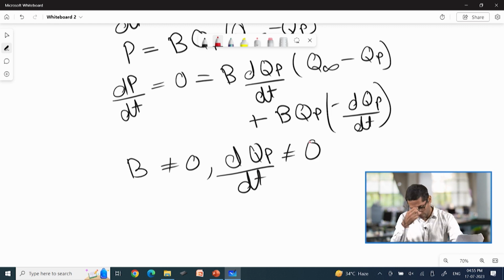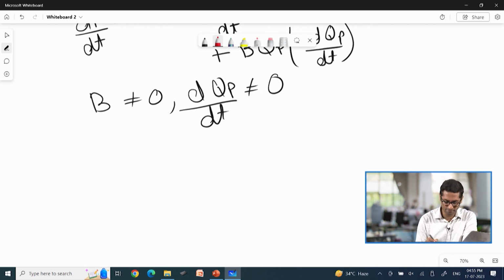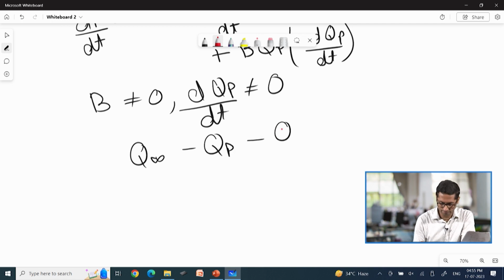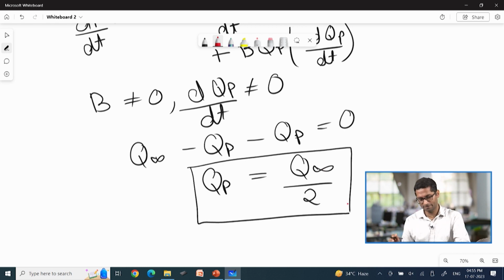So you can divide the above equation by these two terms, and what we get is a very simple relationship, which is Q infinity minus QP minus QP is equal to 0, and QP is equal to Q infinity by 2. So this basically gives us that the peaking is going to occur when we are exactly at half of the total reserves of a particular resource.